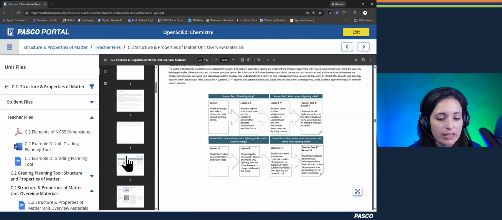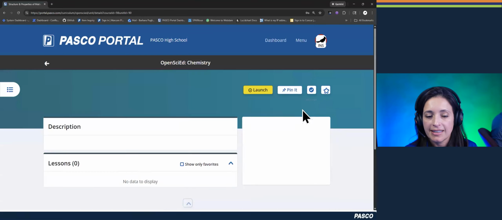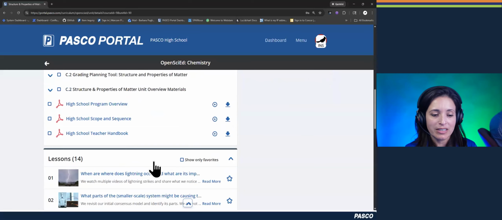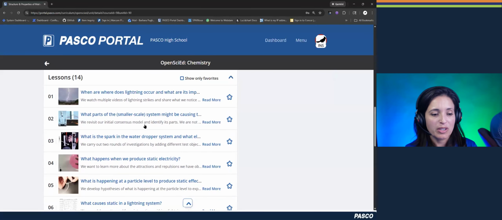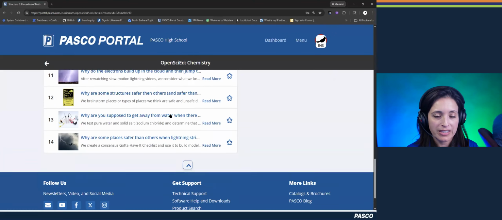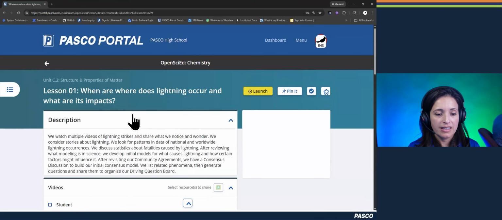Well, hang on. Let's go back out of this unit level document and now look at the lesson specific content. So we were looking at lesson 1, and each lesson has its own little page within Portal. I'm just scrolling so you can see all 14 lessons are included here. So let's look at the lesson 1 content.